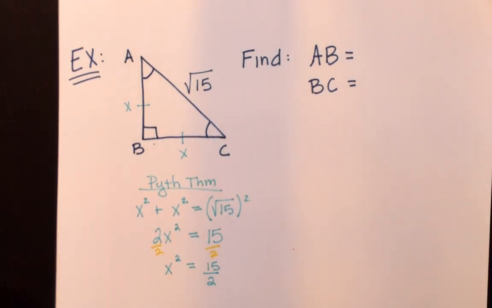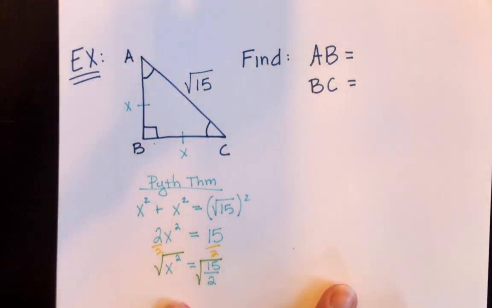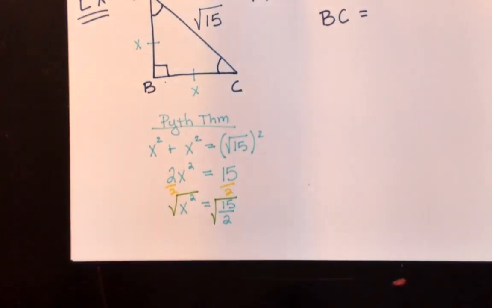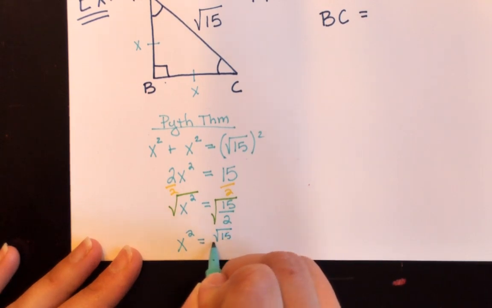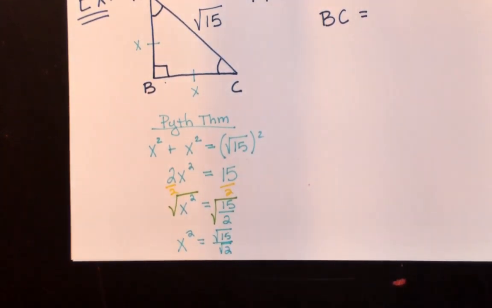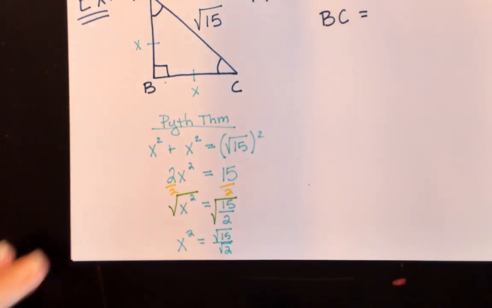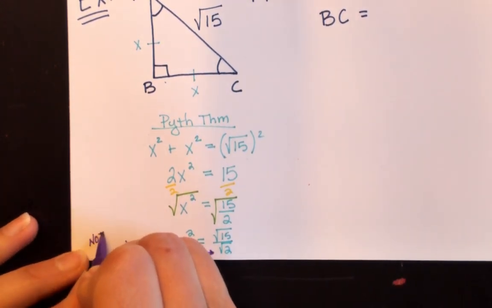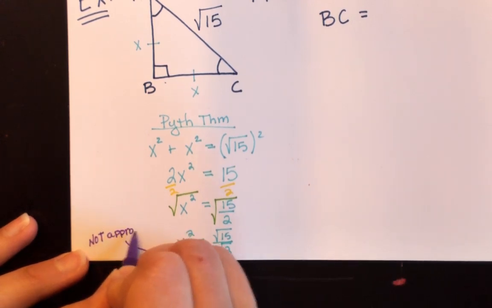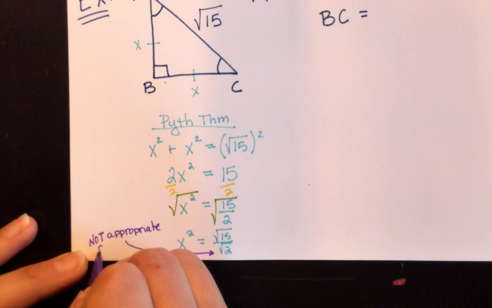And when I take the square root, I'm supposed to remember, again from the beginning of the year, we did a lot of this in the first couple weeks of school, that this is now x equals the square root of 15 over the square root of 2. And if we remember, we are not allowed to leave a radical in the denominator of a fraction. It is not appropriate for the final answer.